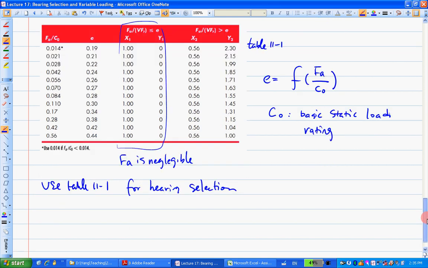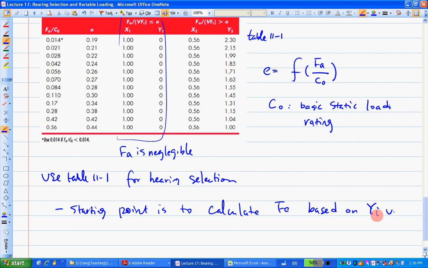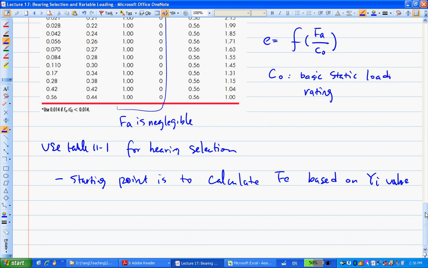So, what I just described is, you start with a starting point, is to calculate FE based on YI value. Okay. So that's one way of doing it, right? Your starting point is to calculate FE based on a certain YI value that you choose. Okay.